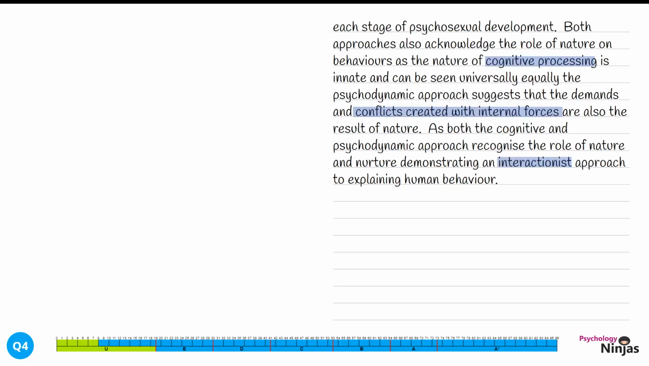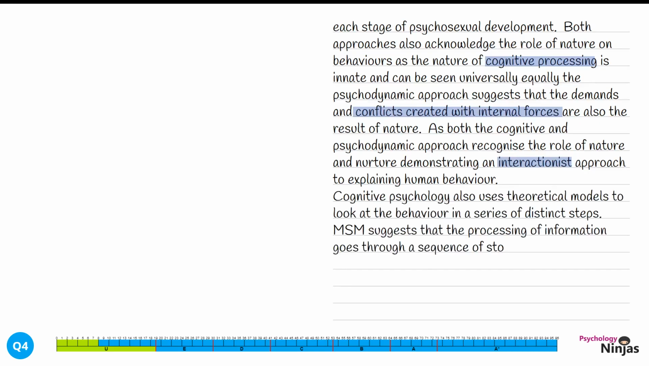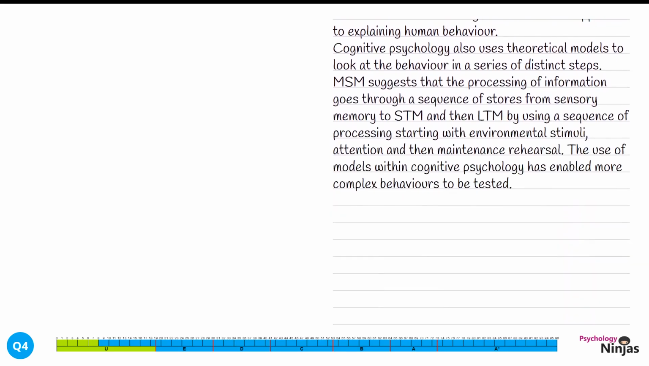We're going to explain a different concept within the cognitive approach, this time looking at theoretical models. Cognitive psychology also uses theoretical models to look at the behaviour in a series of distinct steps. Multi-store models suggest that the processing of information goes through a sequence of stores from sensory memory to short-term memory and then long-term memory by using a sequence of processes starting with environmental stimuli, attention and then maintenance rehearsal.